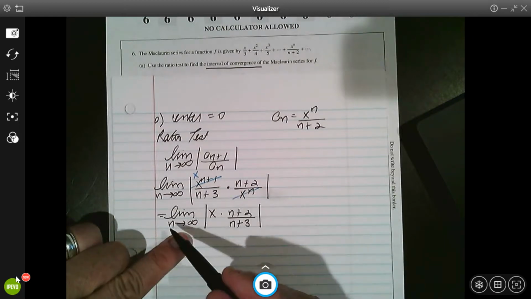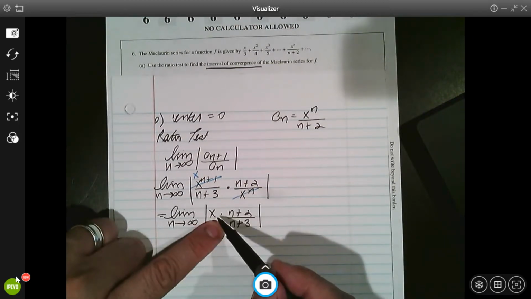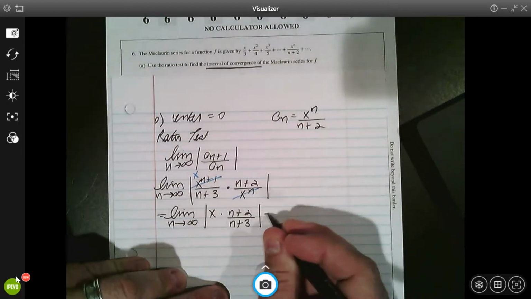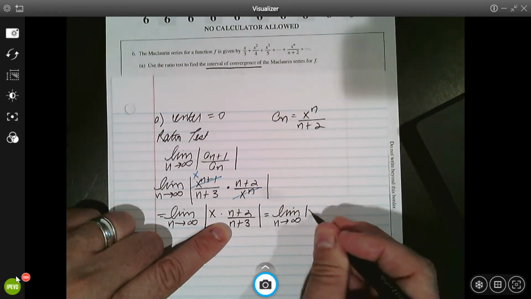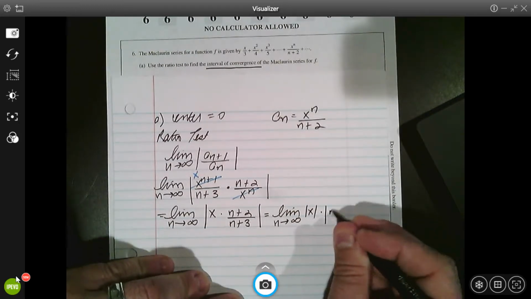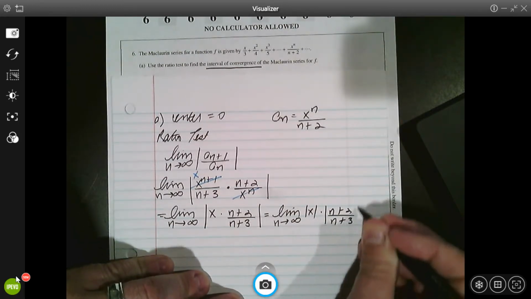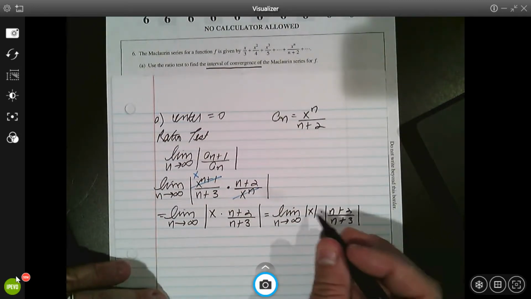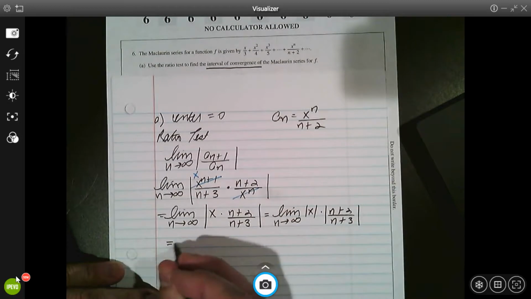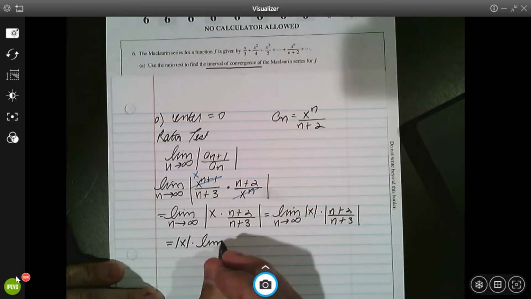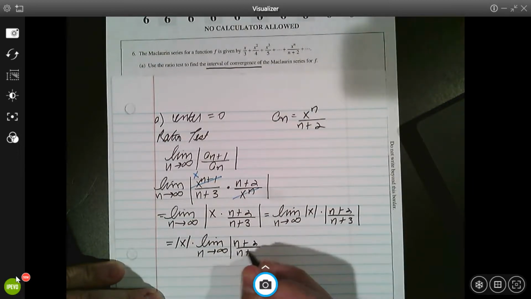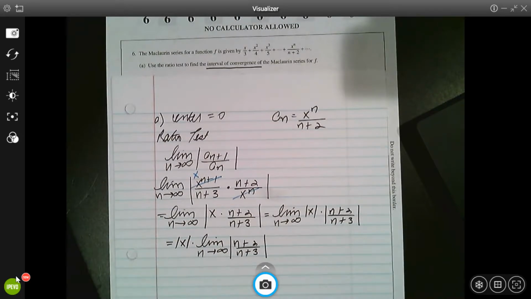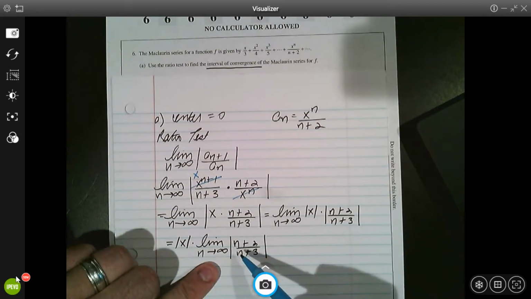It's important to note here that n is approaching infinity. x is a constant. In terms of our limit, the x is not going to change. So I can rewrite this, if we want, as the limit as n approaches infinity of the absolute value of x times the absolute value of n plus 2 over n plus 3. Because x is a constant in terms of this limit, we can take out that absolute value of x. And now we need the limit as n approaches infinity of the absolute value of n plus 2 over n plus 3. And you might be wondering, well, what the heck is this limit?